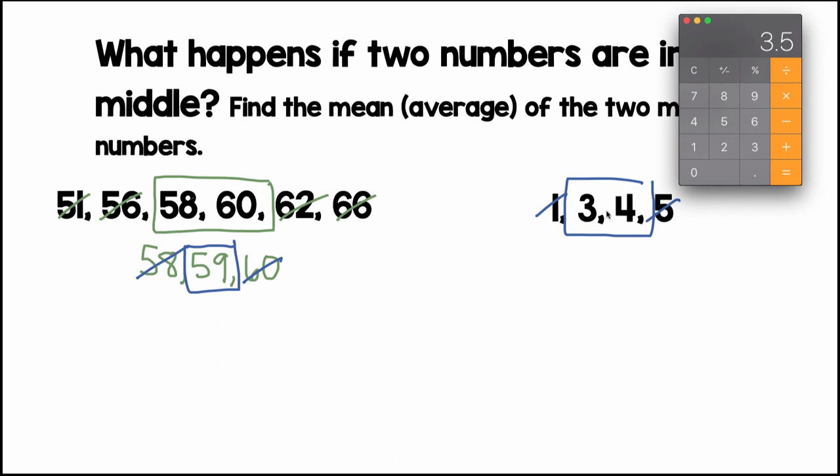Or if you just kind of think about it, halfway is in between any number. So it would be 3.5 in between there. So the median for this one is 3.5. And medians can be decimal numbers, just like that.